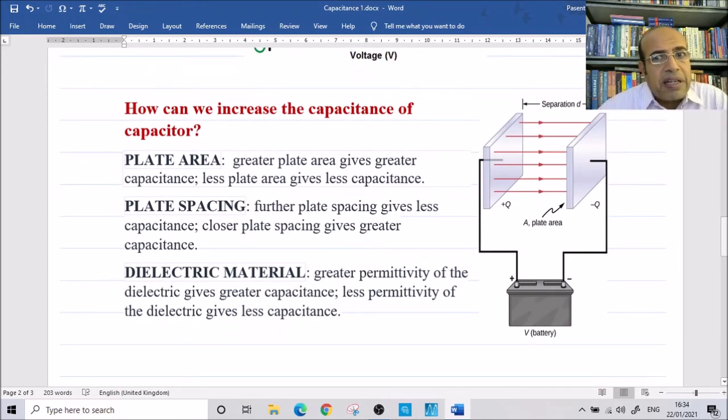How can we increase the capacitance of a capacitor? Plate area: greater plate area gives greater capacitance, less plate area gives less capacitance. Plate spacing, the distance between the plates: when the distance decreases, more electrons repel each other, so the capacitance increases. Further plate spacing gives less capacitance. Closer plate spacing gives greater capacitance. Also the dielectric material, the insulating material in between. Greater permittivity of the dielectric gives greater capacitance.